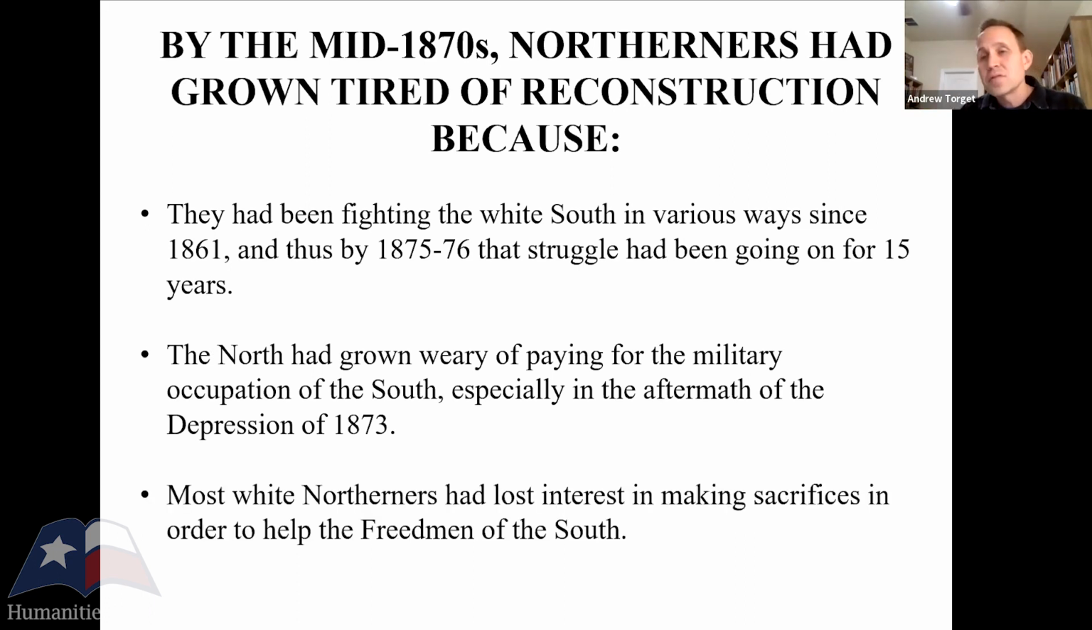And then, truthfully, a lot of white Northerners had lost interest in making their own sacrifices on behalf of freed people in the South. The 15th Amendment and empowering African-American voting in the South was a real incentive for Republicans when they knew they're going to get votes in the South, but continuing to fight on behalf of the rights of African-Americans was not something that a lot of white Northerners were willing to continue, especially when it's costing so much money, especially when it's going on for so long.